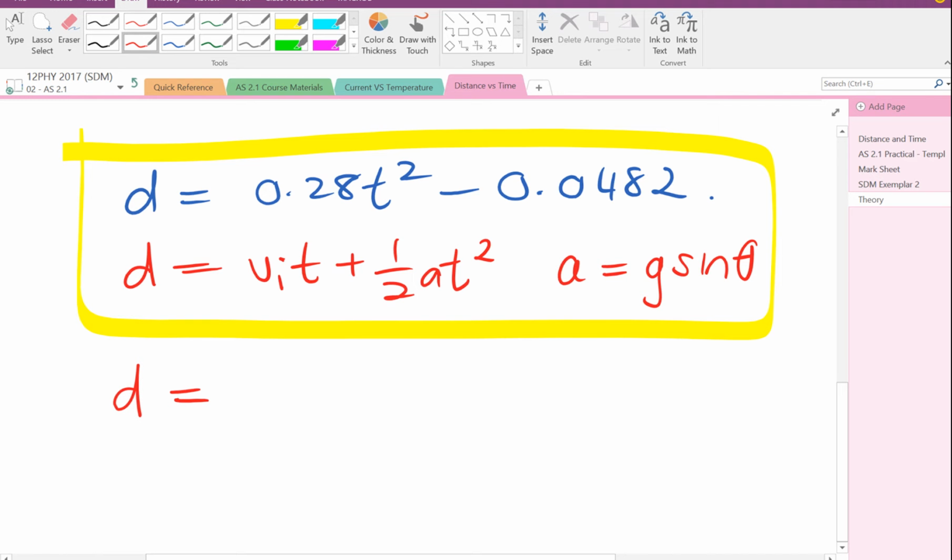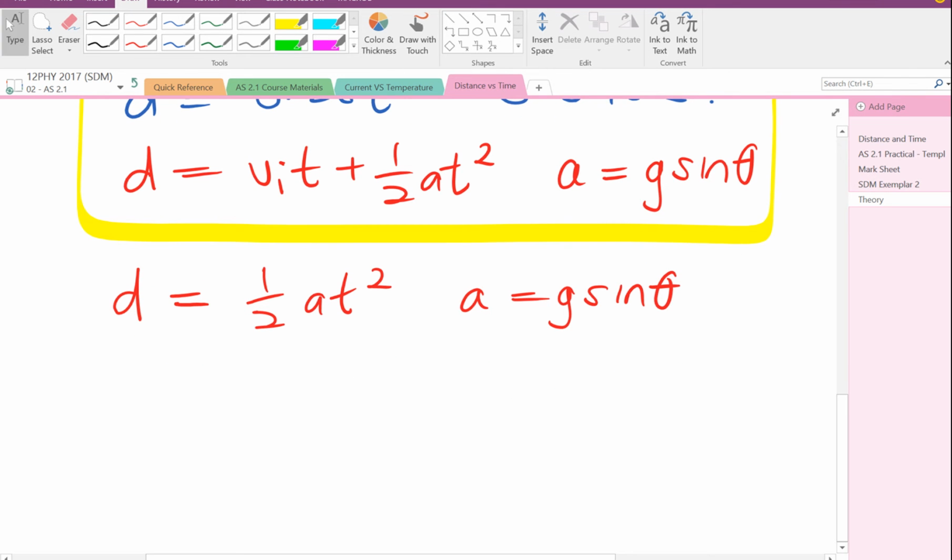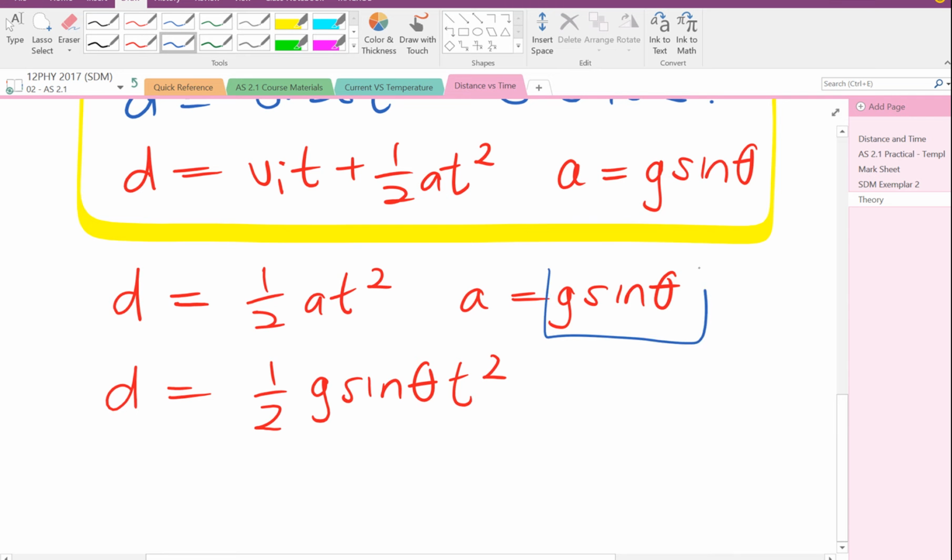Can someone tell me what is the VI in this experiment? Initial velocity, which is 0. So we can pretty much eliminate the VI times t part, because VI 0 times t is 0. So we're going to have here just a half AT squared. Of course, we still know that A is G sine theta, so in that case, D would be a half, instead of writing A, we can write G sine theta, and we have our t squared.